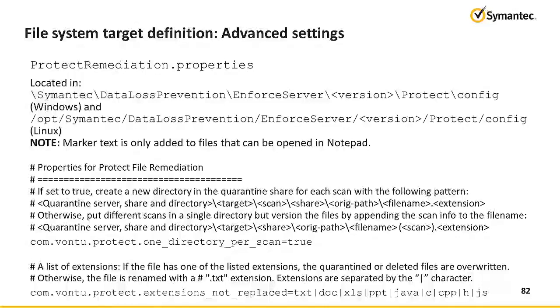The com.vantu.protect.extensionsNotReplaced parameter allows you to add any number of extensions separated by a pipe symbol, where the file marker will retain the extension and its corresponding icon. Only by viewing the reduced file size and opening the marker can a user determine if the file has been replaced. If nothing else is listed here, the file marker extension is .txt. Note that marker text is only added to files that can be opened in Windows Notepad. Other file types will get a .txt appended to the replaced file name.